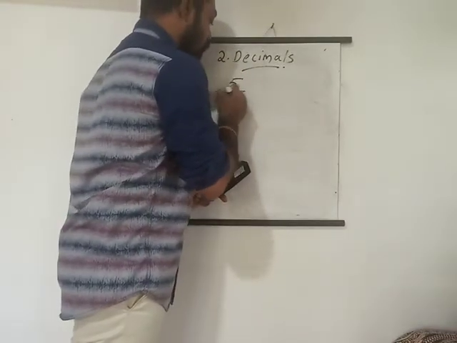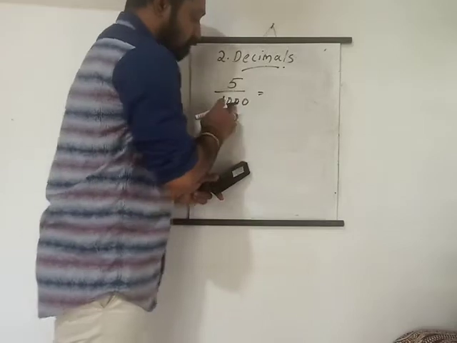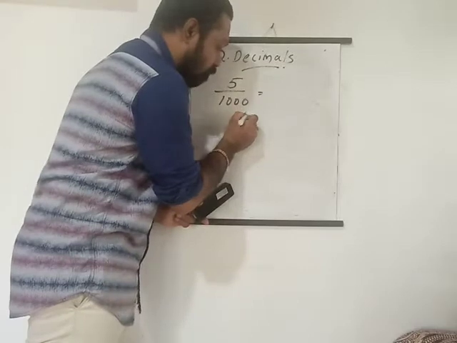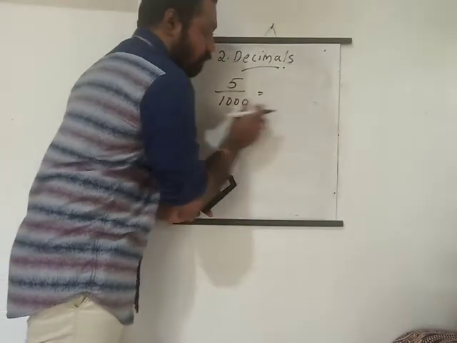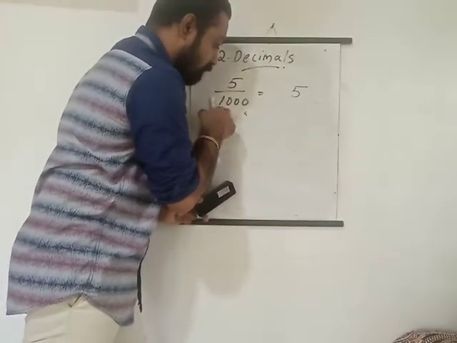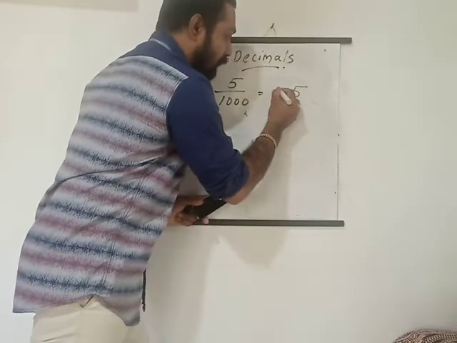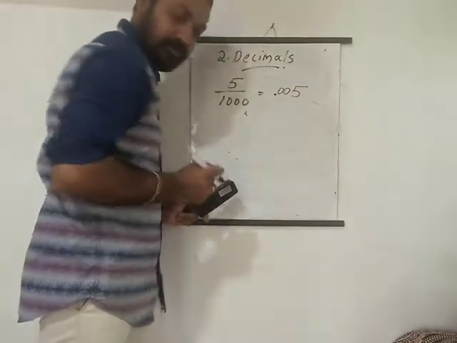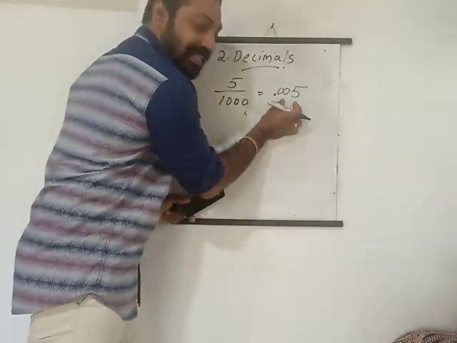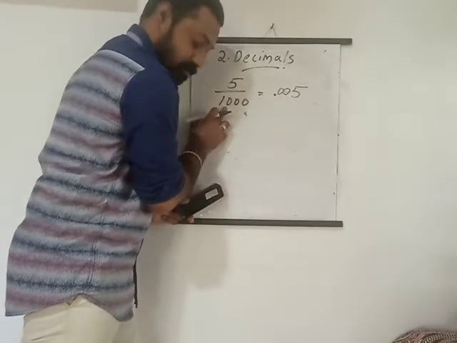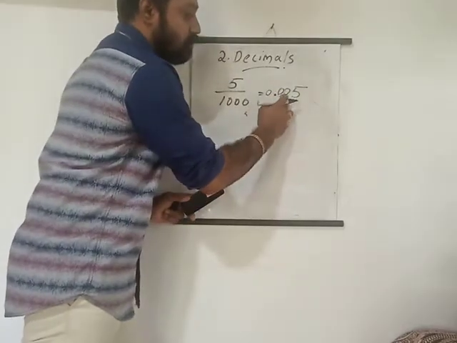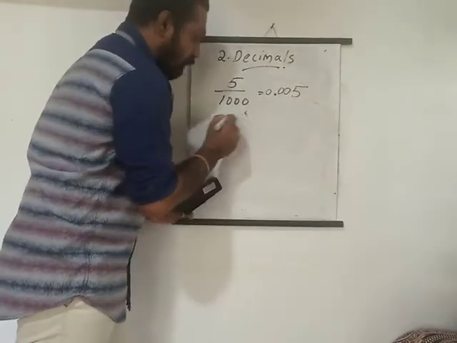Then what will be 5 by 1000? Remember, 1 zero we take for the point. Remaining how many zeros? 2 zeros. So we write 5 here, 1 zero is taken for the point, and the 2 remaining zeros you put. Now how many digits are after the point? 3 digits, 1 2 3. Understand? So this is 0.005. Got it?